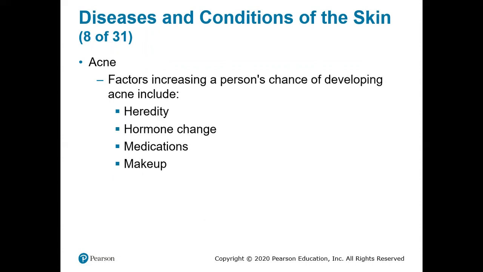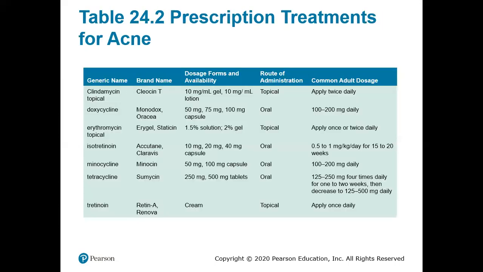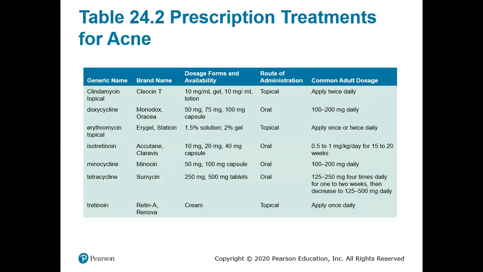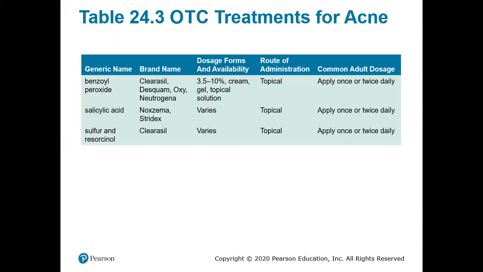So factors increasing a person's chance of developing acne include hereditary, hormone change, medications, makeup, and then here's some more of those over-the-counter treatments for acne versus prescription treatments for acne. These tables are found on page 367 in the textbook.